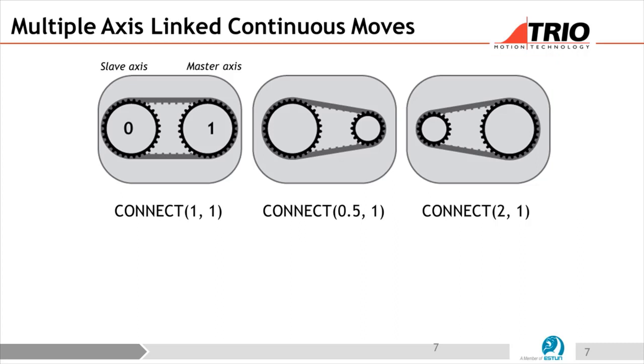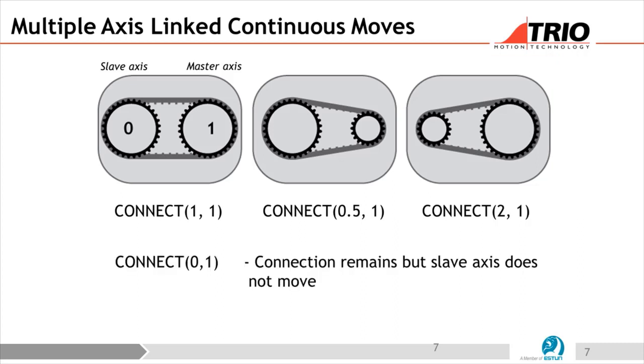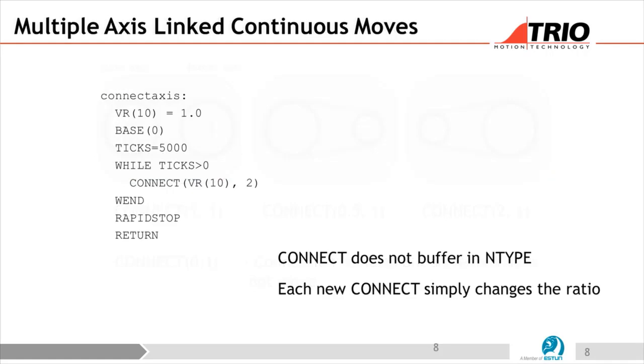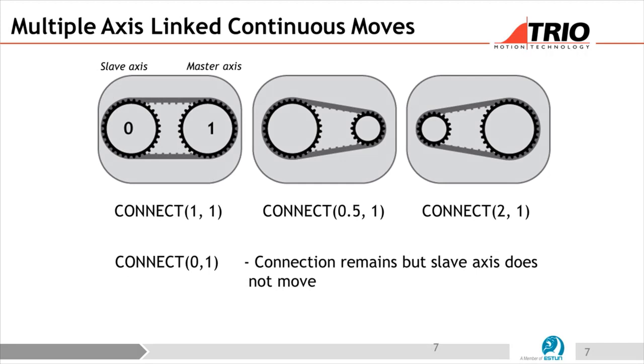There's a slight word of warning here though, in that if you go too fast or too high a ratio, then you will run into trouble. Just before I mention that though, there's this connect 0 command which will give you no movement on the slave, so that is possible as well. You can also put a negative connect, so you can go minus to make the slave go the opposite direction. That also works.